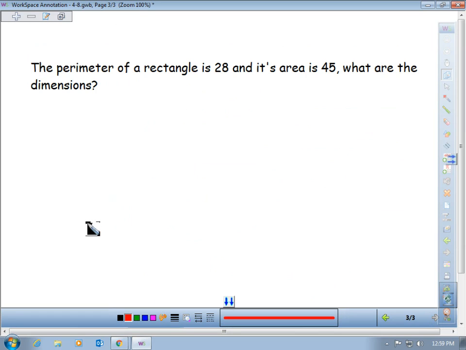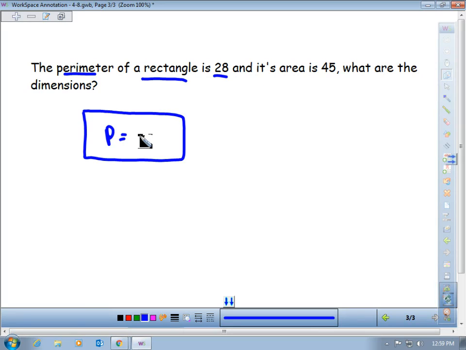Okay, let's look at the last one, which is kind of a geometry problem. I've got a rectangle here, and it says the perimeter of this rectangle is 28. So I know the perimeter of this rectangle is 28. And then it says its area is 45. What are the dimensions? Well, that's interesting.